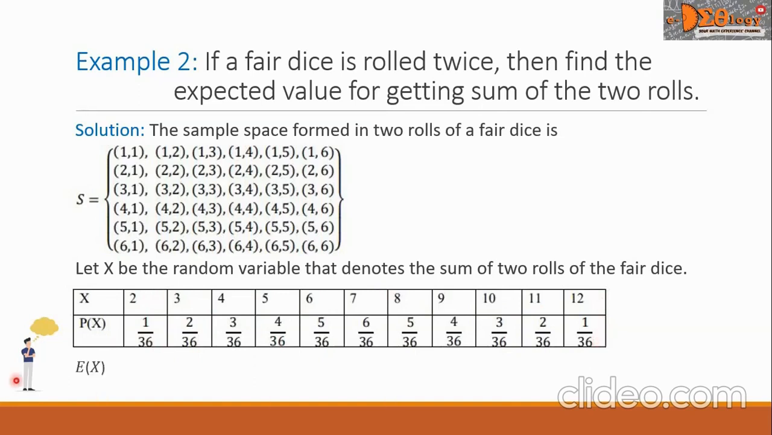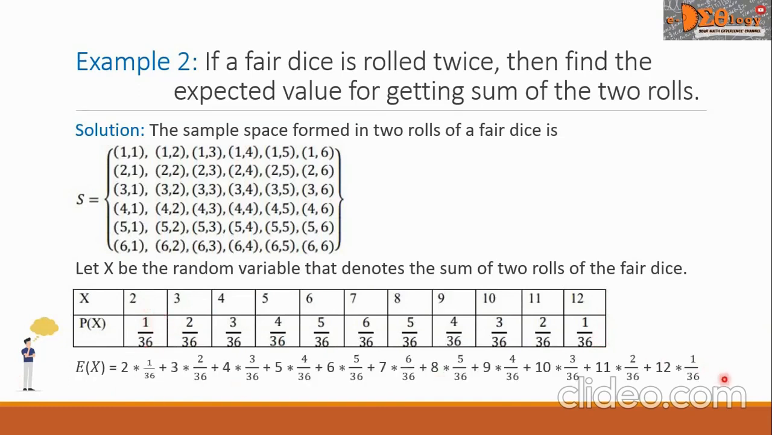Now, for the expected value, we're going to multiply the x with the corresponding probability. So we have it here. 2 multiplied by 1 over 36. It's here. 3 multiplied by 2 over 36. It's here. So we continue the process up to the 12 multiplied by 1 over 36, and it is here. Using now our calculator, the final answer must be 7. This is the final answer.